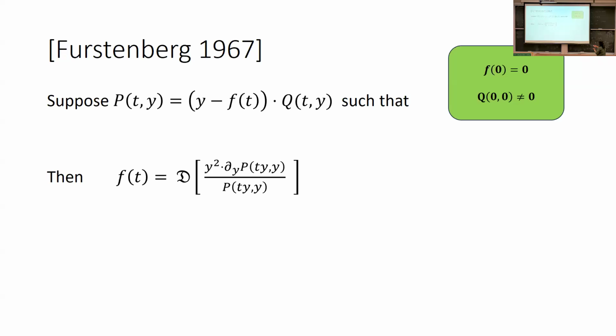So here's the statement. Suppose P is your polynomial. For now, just think of a bivariate polynomial P of T, Y. And we're again looking for roots of P. So we're looking for an expression for a polynomial F of T, where P can be written as Y minus F of T times Q of T comma Y. So F of T is the root of the polynomial, if you view the polynomial as a univariate in Y. Then Furstenberg gave a direct one-shot formula for what F of T is. He said, you don't need to do this Newton iteration process. Here is a one-shot formula for what the root looks like. This is what it is.